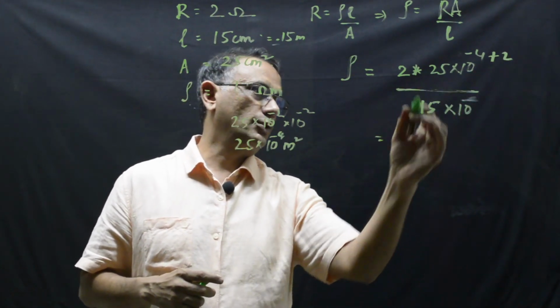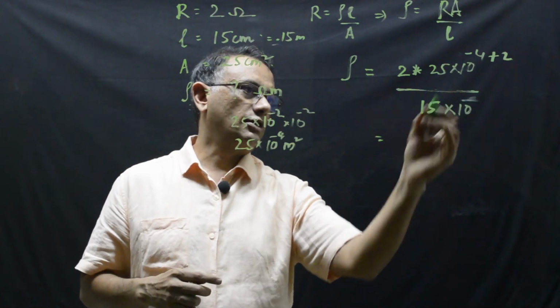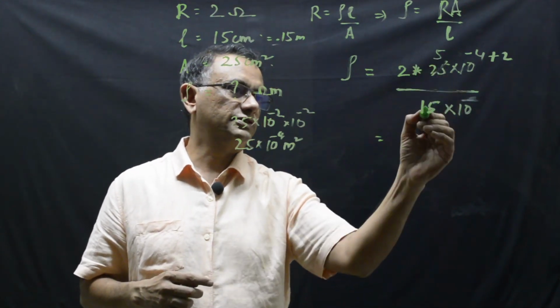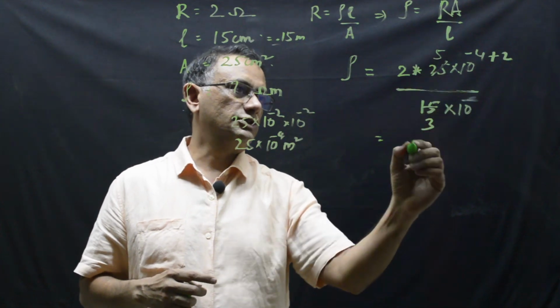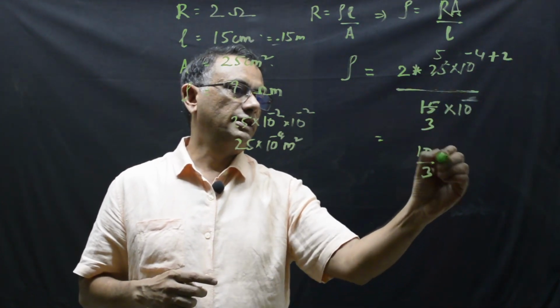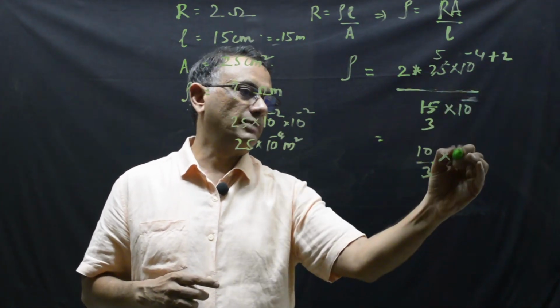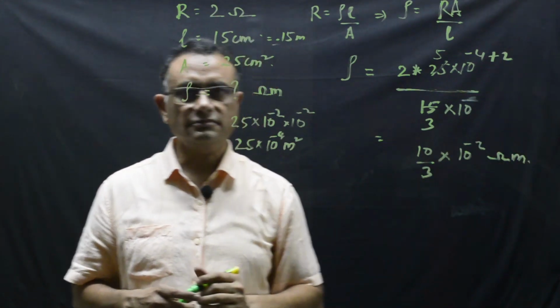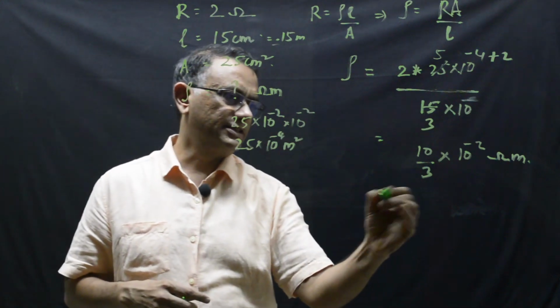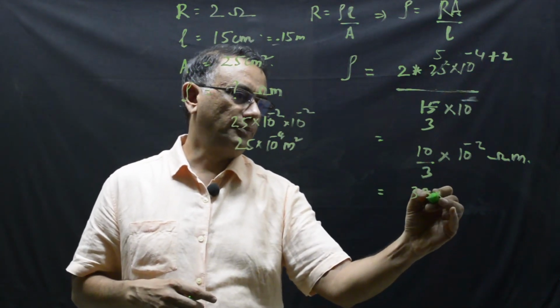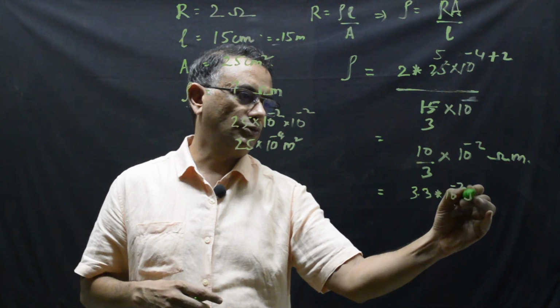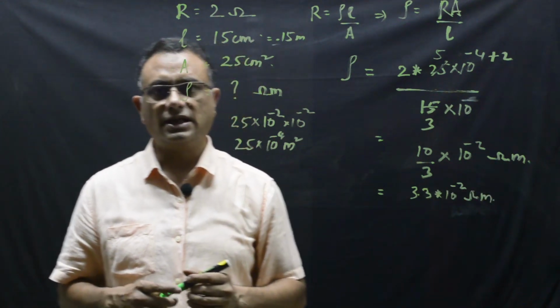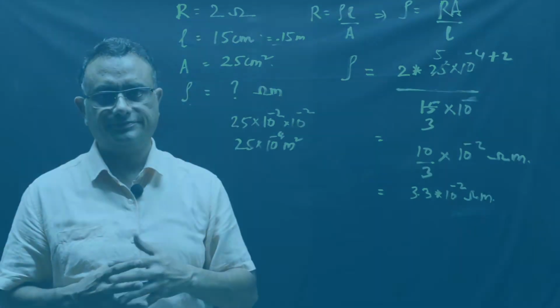Then this is going to be 2 into 25, or I can cancel out 5 fives, 5 threes. So this is going to be 10 by 3, into 10 to the power of minus 2 ohm meter. You can write 10 by 3 as 3.3. So 3.3 into 10 to the power of minus 2 ohm meter is going to be our answer. I hope it is clear.